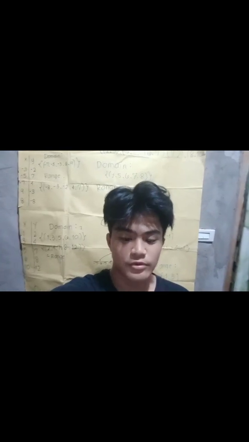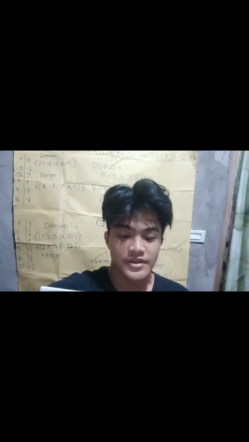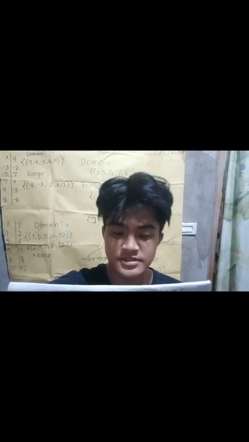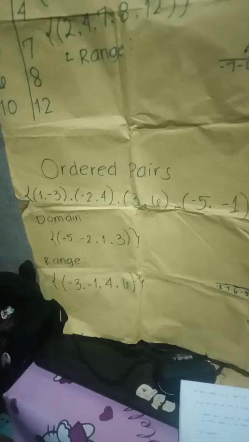So our second example of domain and range is ordered pairs. Do you have any idea what an ordered pair is? Ordered pairs represent the function of the domain and range. They always consist of two numbers that are paired to one another. For example, there's (1, -3), (-2, -4), (3, 6), and (-5, -1).